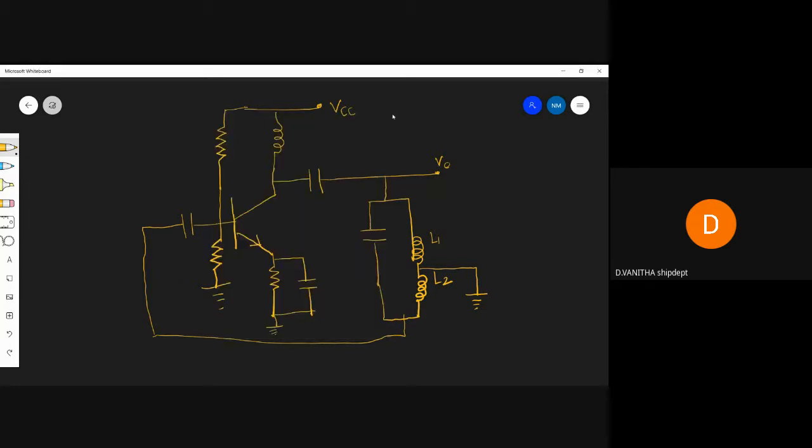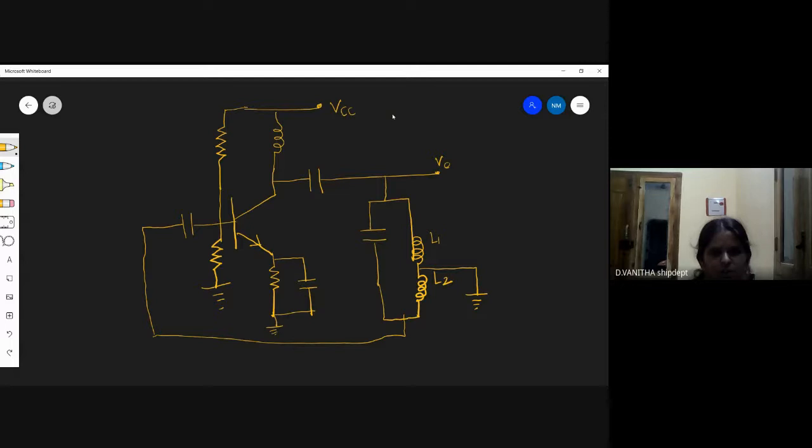So this will be the circuit of the Hartley oscillator. This is the tank circuit, and this will be the transistor. Here, the output is taken as a sinusoidal wave. So it will be like this. This is the sinusoidal wave, which is obtained as output from the Hartley oscillator.